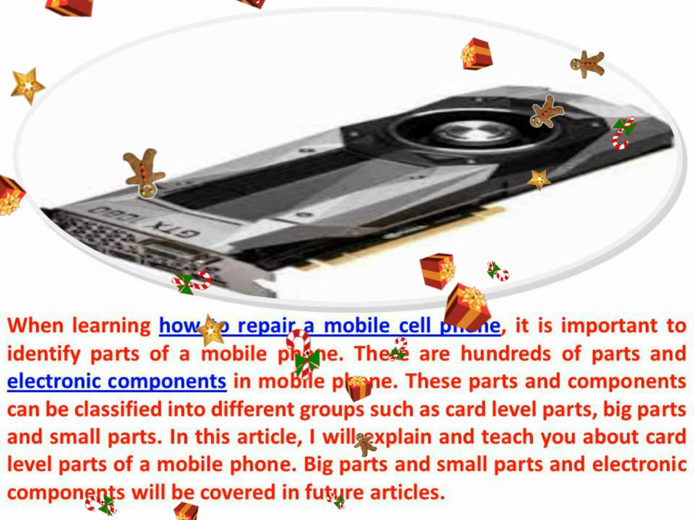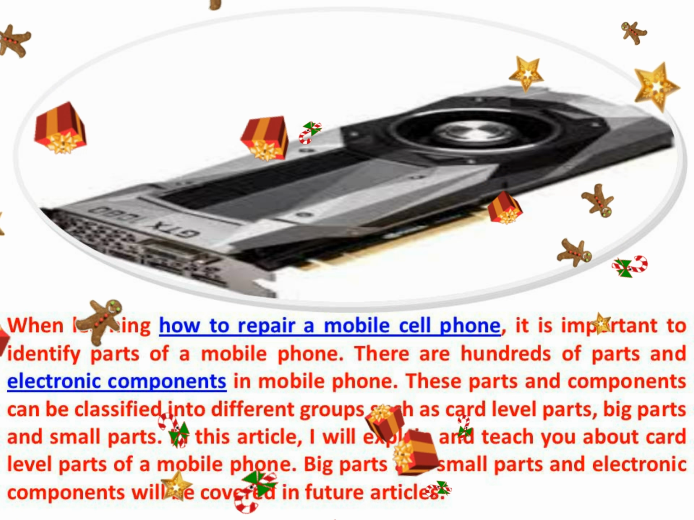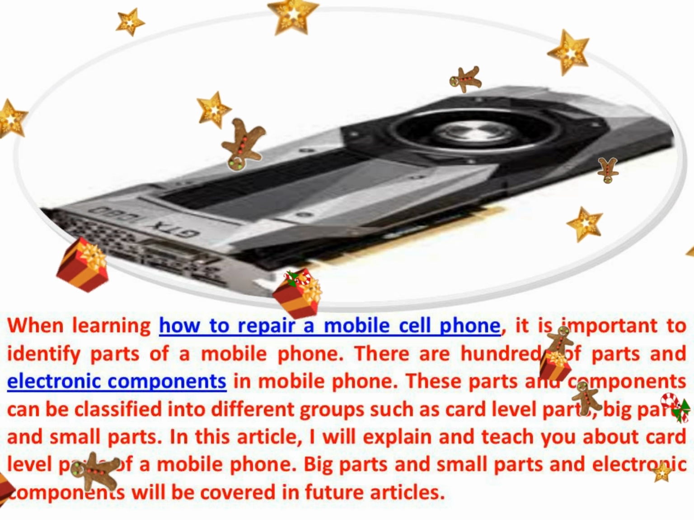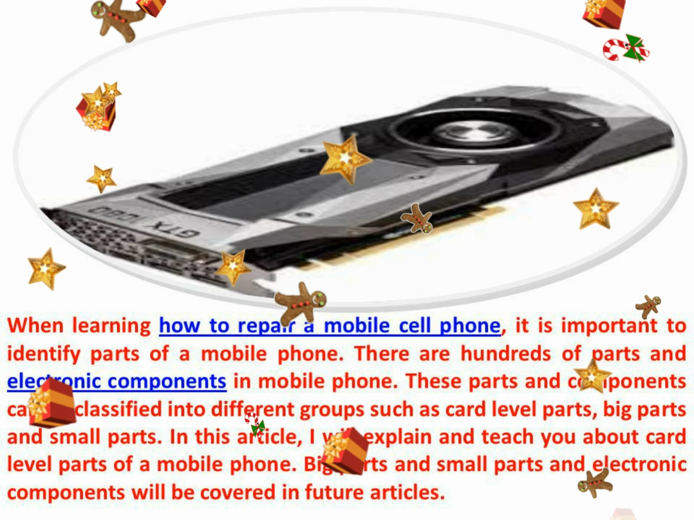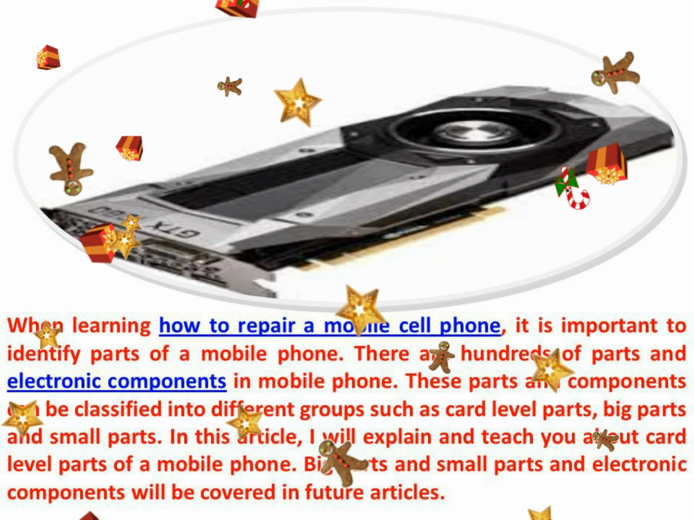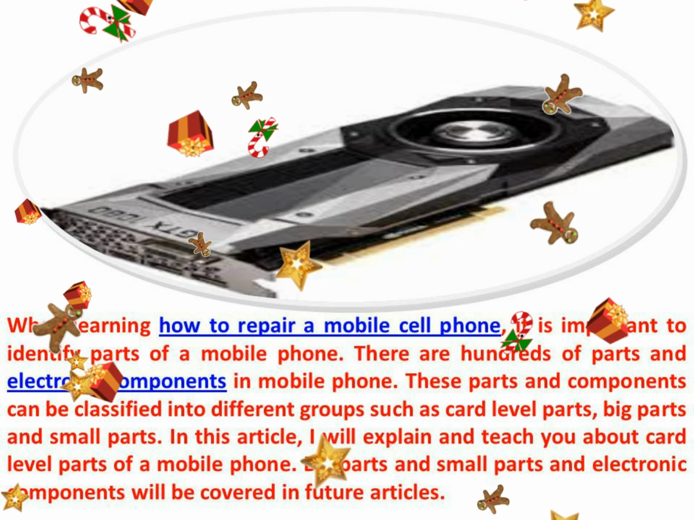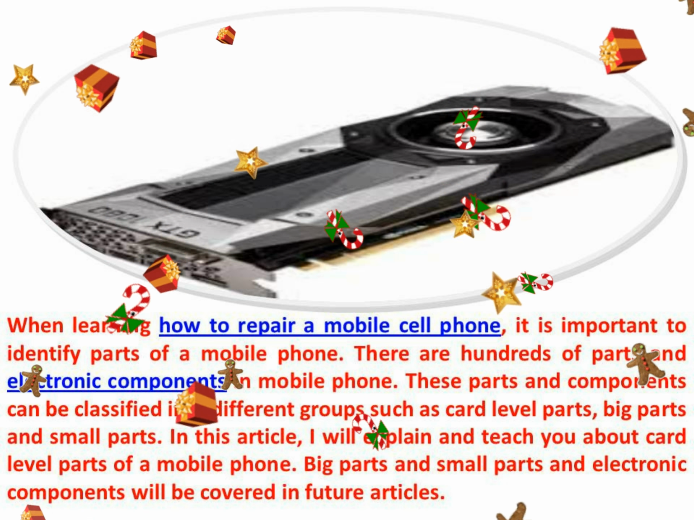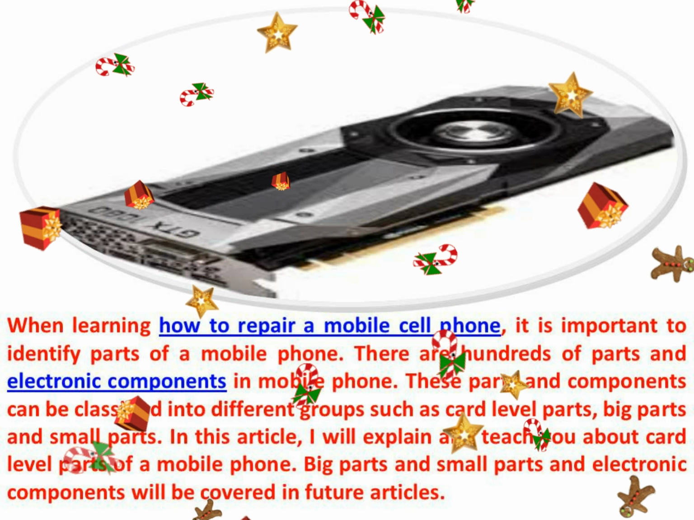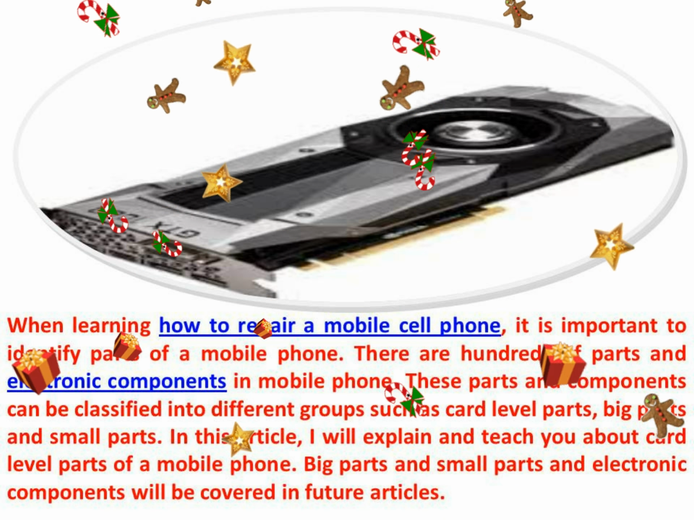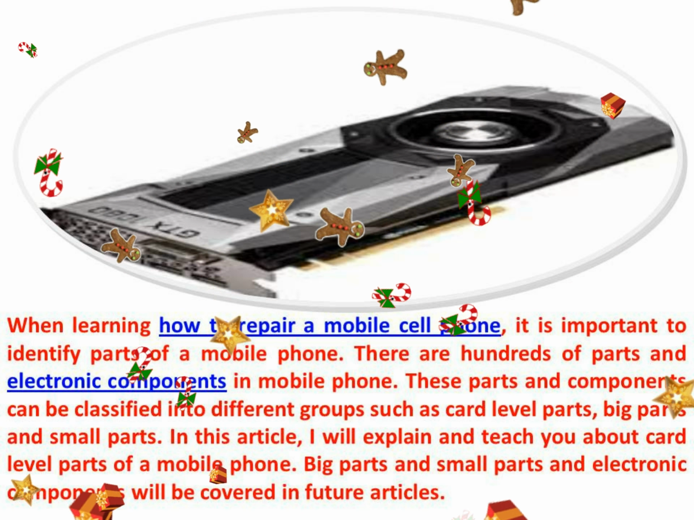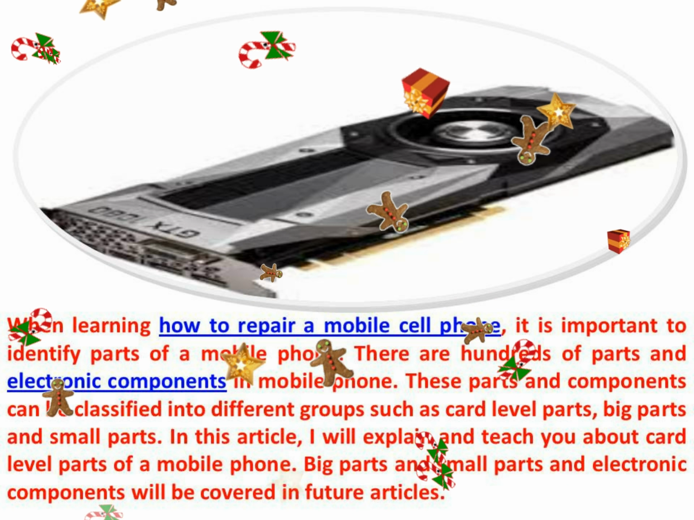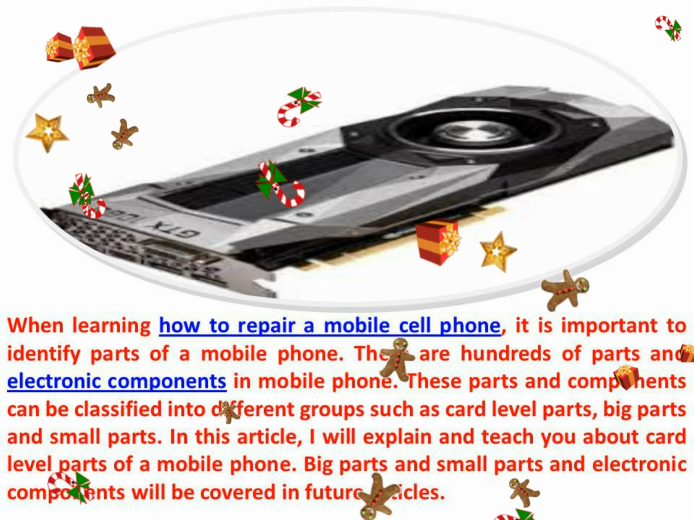Front fascia. This is the front cover housing of any mobile phone. These are of different shapes and sizes depending upon brand and model. Back fascia. This is the back cover housing of any mobile phone. These are of different shapes and sizes depending upon brand and model. Internal fascia. This is the internal skeleton of a mobile phone.